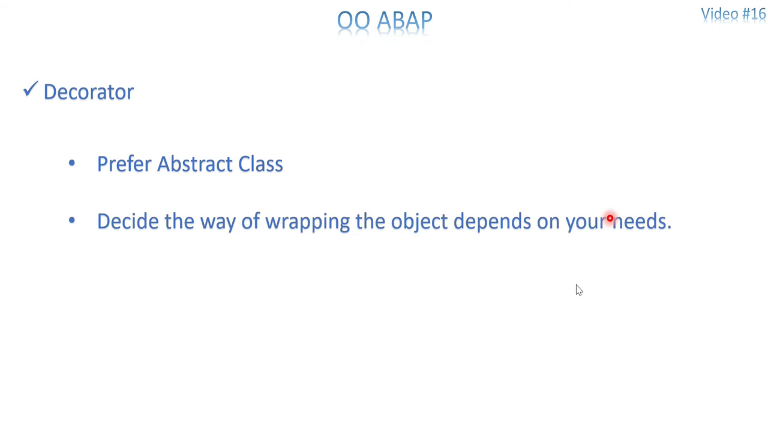The second step is to decide the way of wrapping the object depending on your needs. The word wrapping is very close to the decorator concept. Wrapping is nothing but: I have an object and I wrap it. I can have any number of layers of wrapping. I have a base object, so I can do wrapping 1, wrapping 2, wrapping 3, wrapping 4. All are dependent: wrapping 1 depends on 2, 2 depends on 3, and 3 depends on 4. That way you're able to wrap your object reference. So now, instead of a class, you just wrap your object.